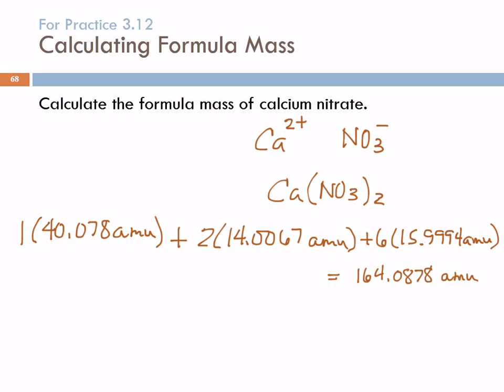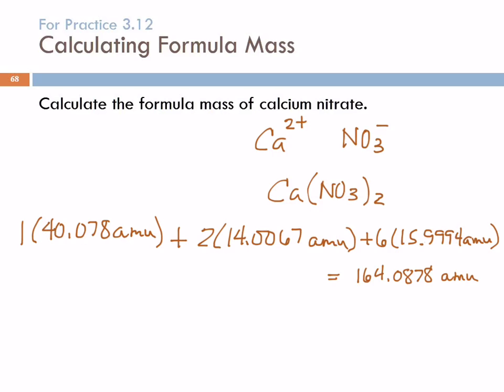The thing I do not want you to do, and some students do this, is round masses to whole numbers. Sometimes it won't matter, but sometimes it'll matter a great deal. So we don't want to round this to 40 and this to 14 and that to 16. In this instance, it probably wouldn't matter very much. But if you round things like chlorine, which is 35.45, that's almost exactly between 35 and 36. That's going to cause some problems, and so you don't want to do that.